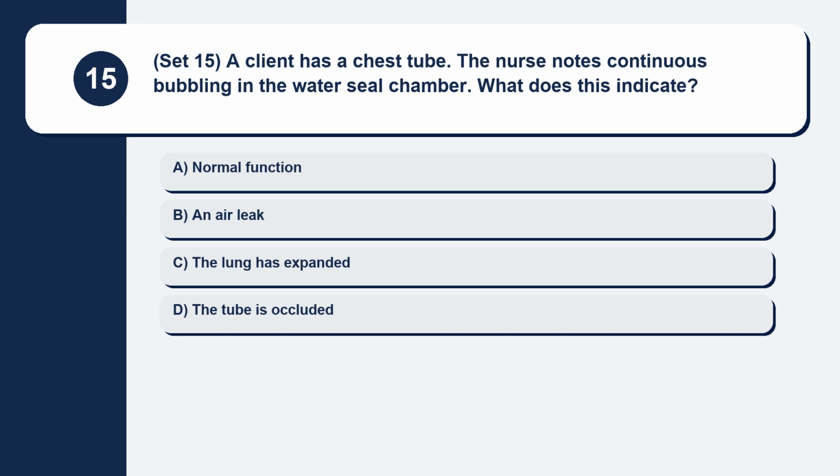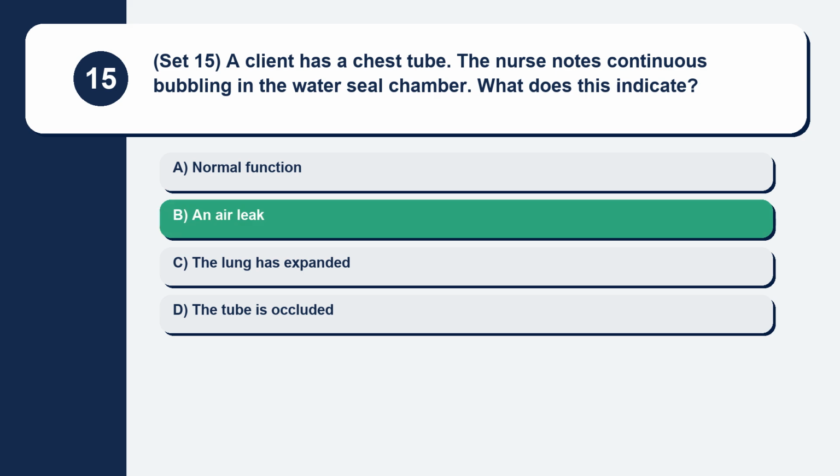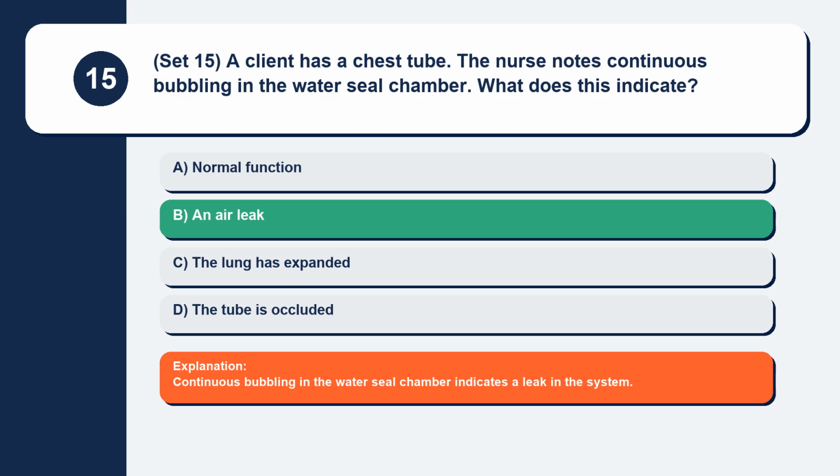Question 15. Set 15. A client has a chest tube. The nurse notes continuous bubbling in the water seal chamber. What does this indicate? Normal function, an air leak, the lung has expanded, the tube is occluded. Continuous bubbling in the water seal chamber indicates a leak in the system.